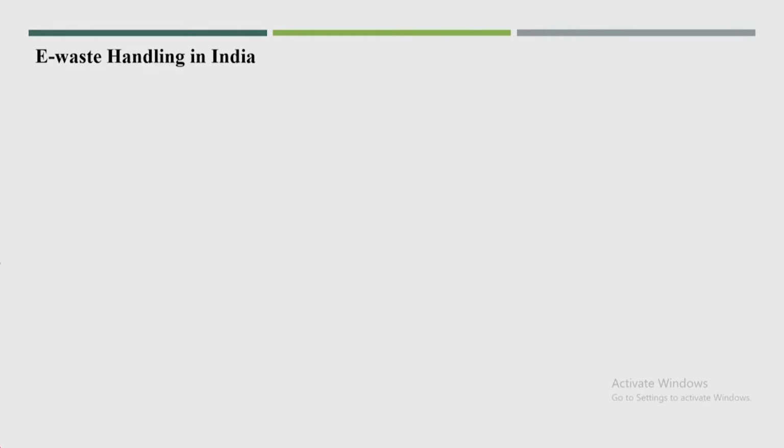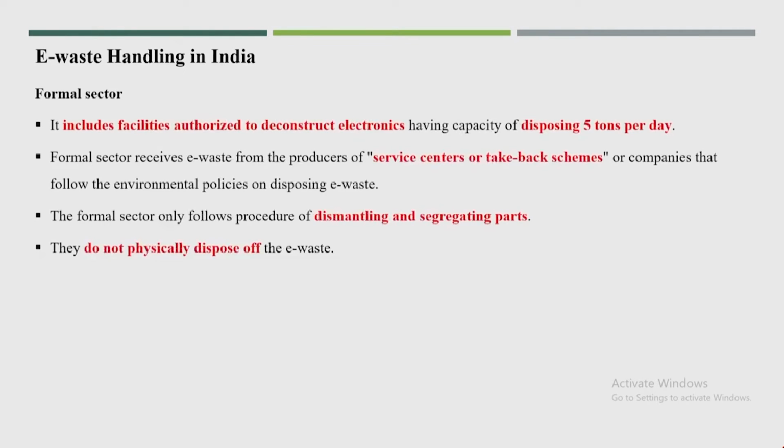E-waste handling in India. The formal sector includes facilities authorized to deconstruct electronics, having capacity of disposing 5 tons per day. This formal sector receives e-waste from the producers, service centers or take-back schemes. So, this is what I was talking about, drop-off centers and take-back schemes. The formal sector only follows the procedure of dismantling and segregating parts, and does not physically dispose of e-waste.